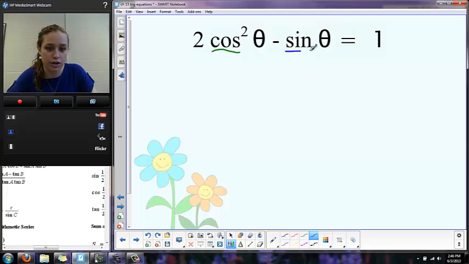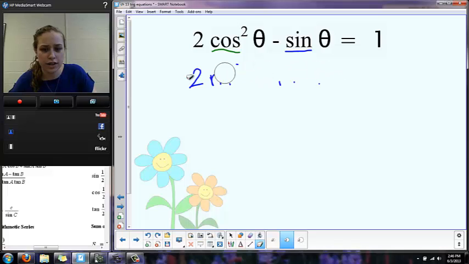I don't know why I can't draw a straight line. It's a problem. Okay, well, why is that a problem? It's the same thing as trying to solve an equation that has like 2m squared minus n is equal to 1. There's two different variables. There's two different things that we're trying to solve for. It doesn't work. You can't do it.